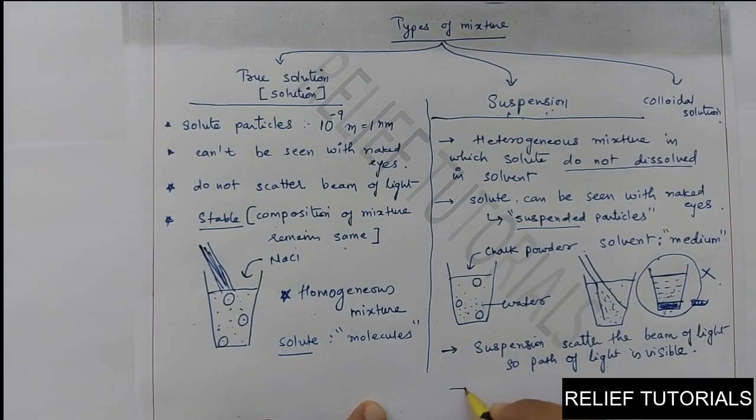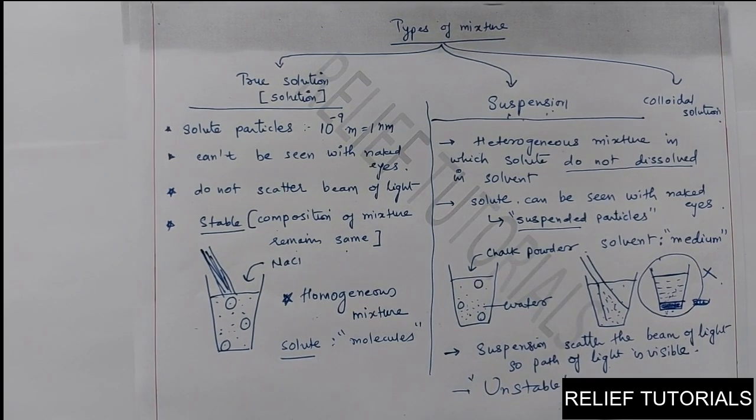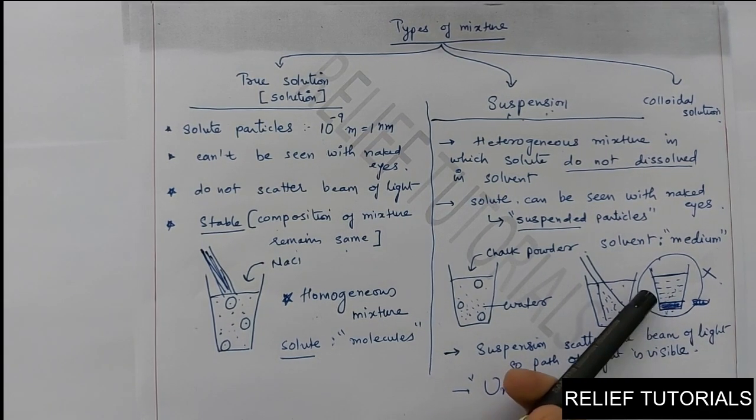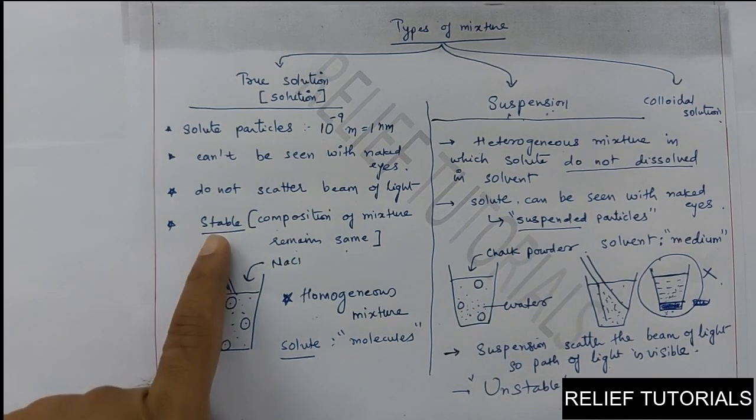Such type of solutions are called as unstable, because when the particles settle down at the bottom, no mixture exists because two substances are separated now. We can see the boundary between them. Such type of solution is unstable. So the huge difference between this stable and unstable.